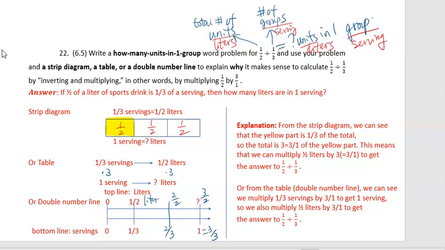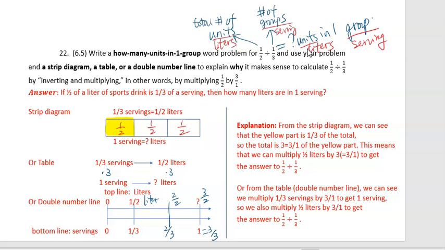Okay, so we can use the join method to do it, because they actually ask you to use one of these methods, so you can pick one of them. So what we do is we're going to draw, because the question is asking for how many units, or the number of liters. So the number of liters is unknown.